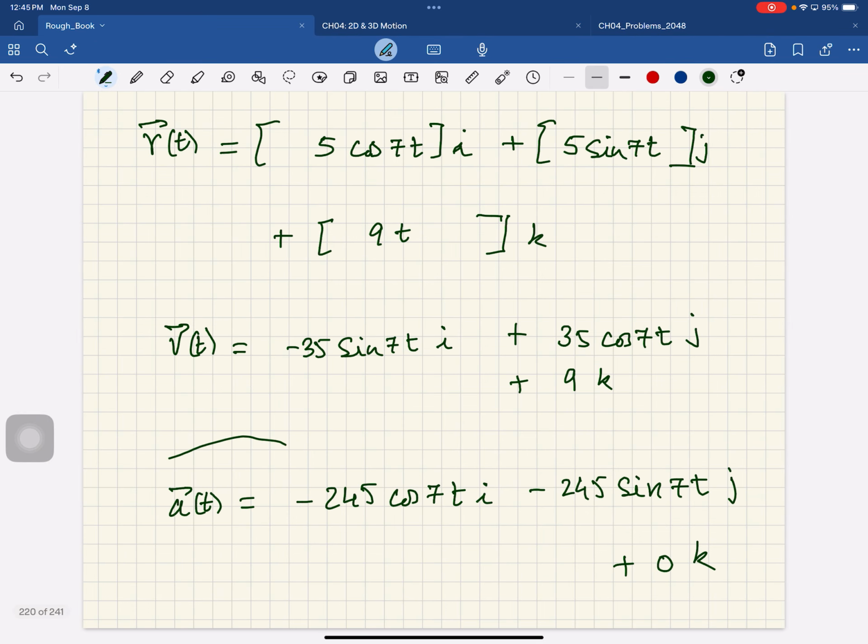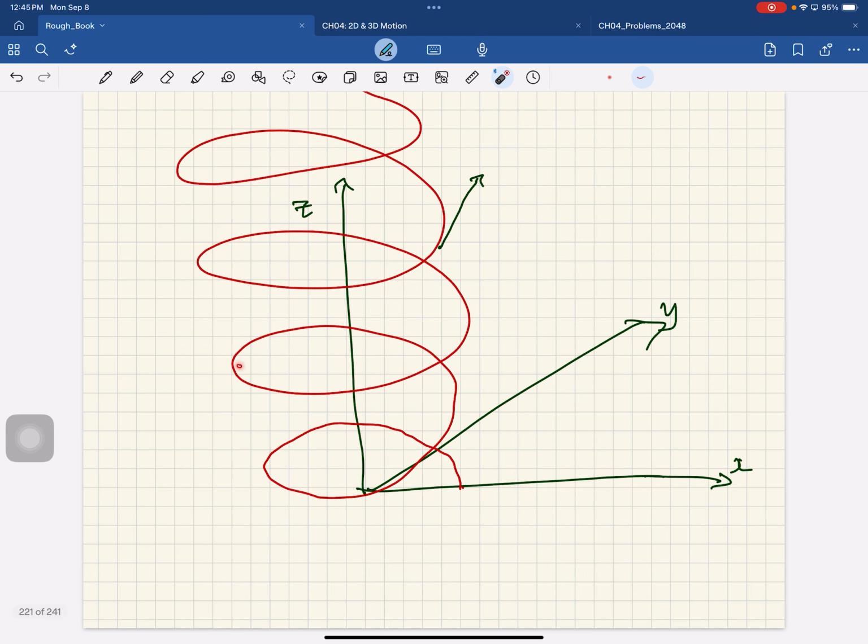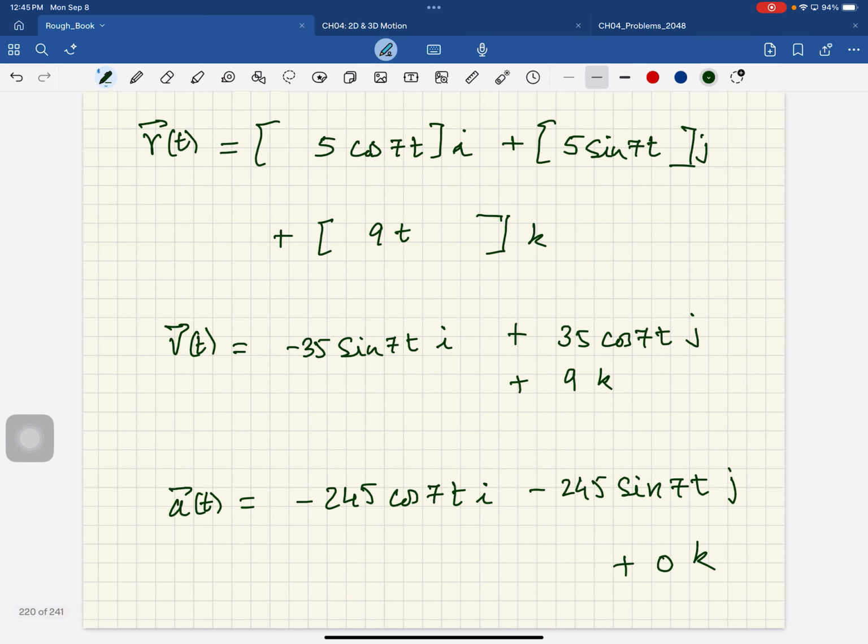And here's the acceleration as a function of time. You see this acceleration is in the xy plane. You will learn that when an object goes in a circular path, the acceleration is pointing towards the center. This is the centripetal acceleration. And the magnitude of this acceleration is 245 meters per second squared.